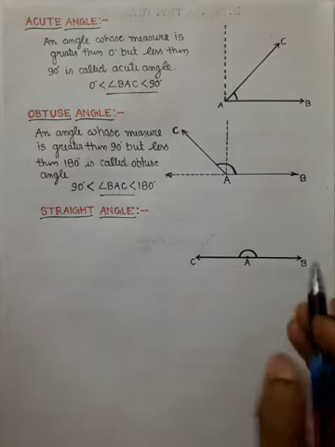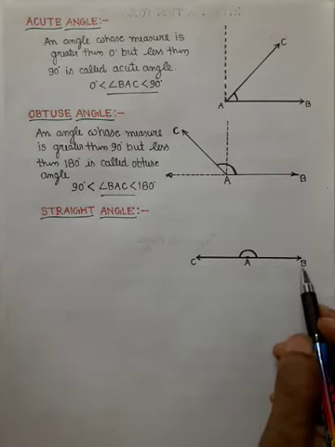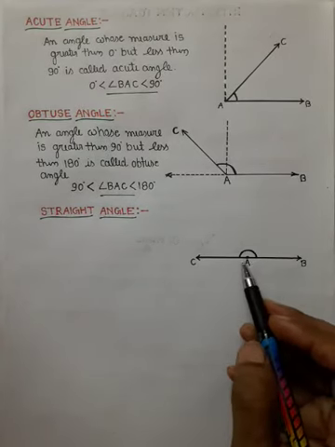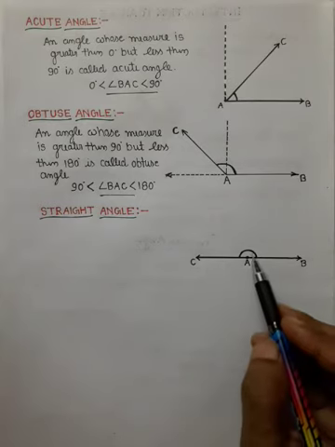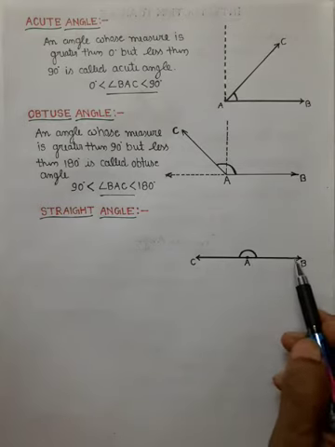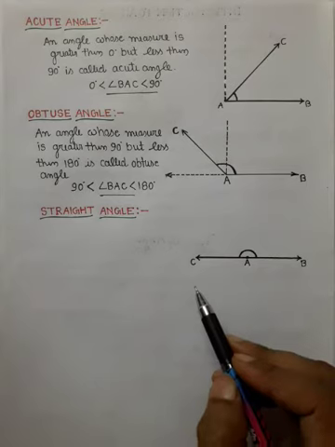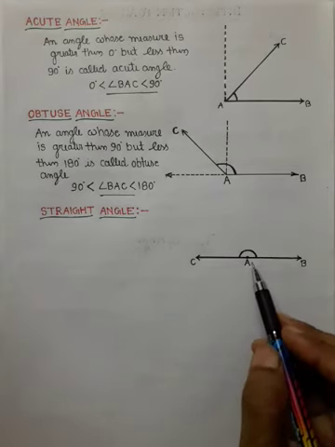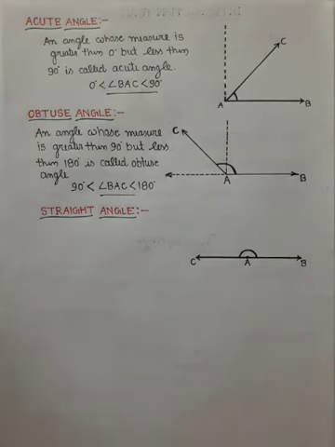So here we are watching that if AB is the initial position of the ray and AC is the final position of the ray, then we can say that the ray AB is moving half of the complete revolution in reaching the final position AC. So how can we define it?